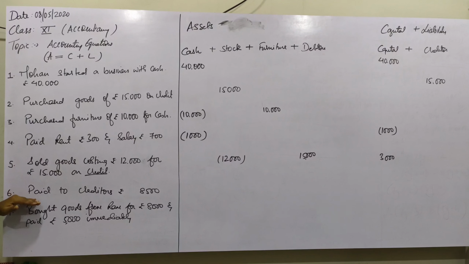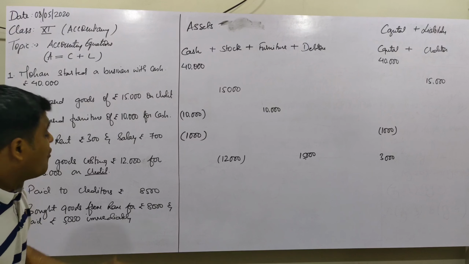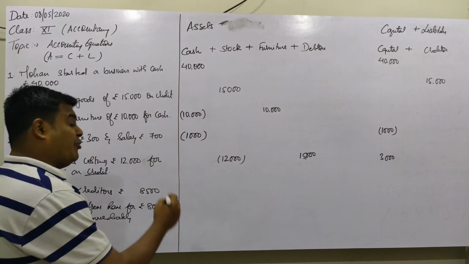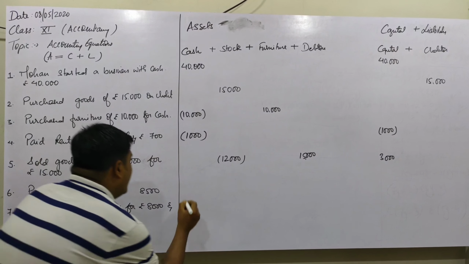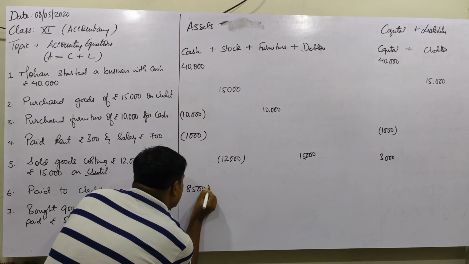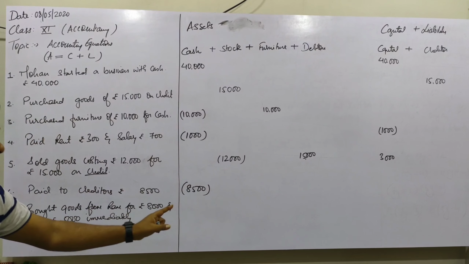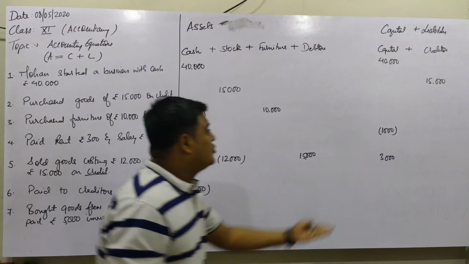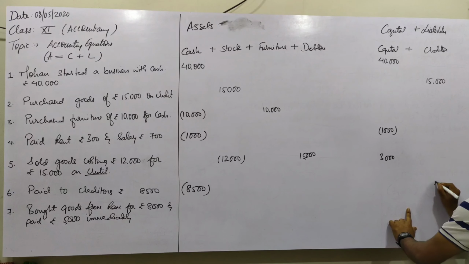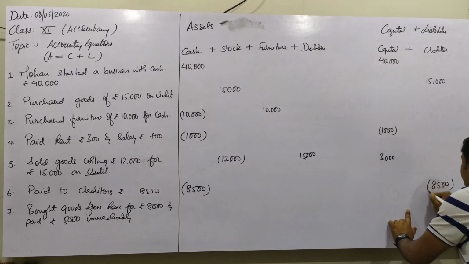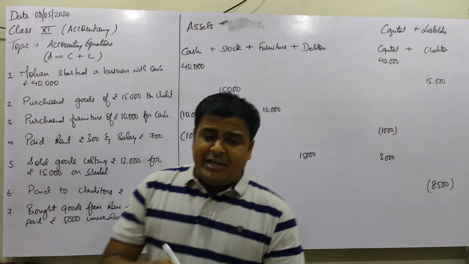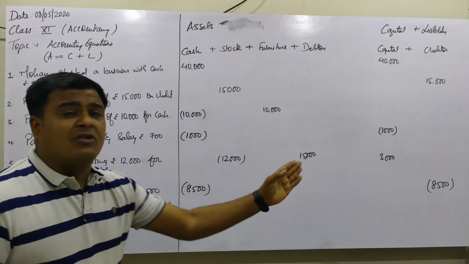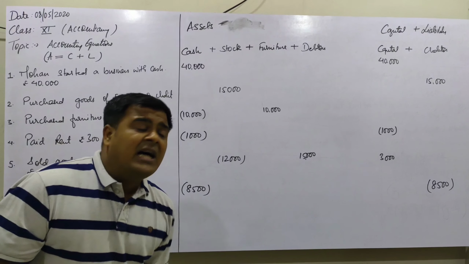Now let us check the next transaction, that is paid to creditors rupees 8,500. Paid to creditors. So payment is done in cash. 8,500 is reduced from the cash, and as we have paid to creditors, creditors will be reduced. So on the liability side, we will deduct 8,500. So there is a net decrease of rupees 8,500 from both the sides.